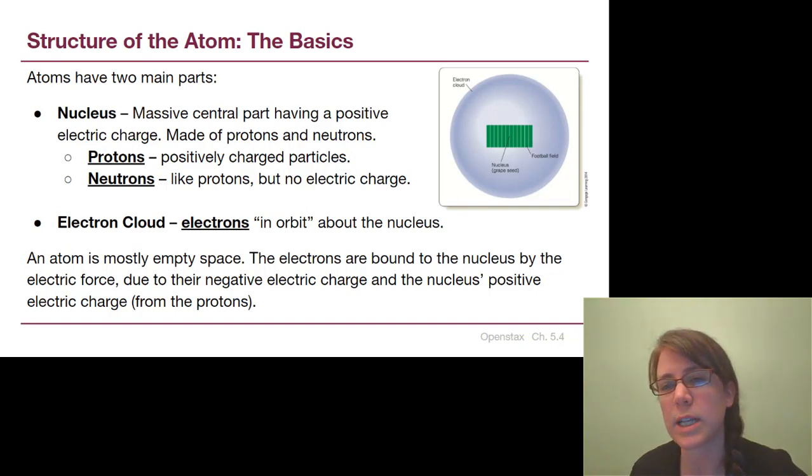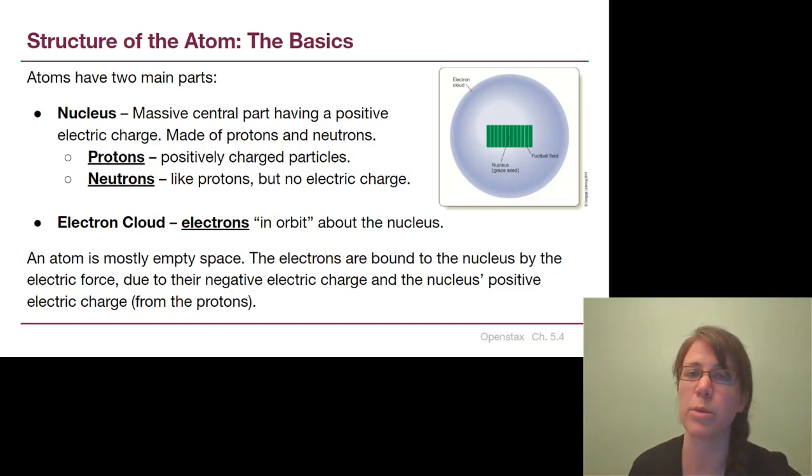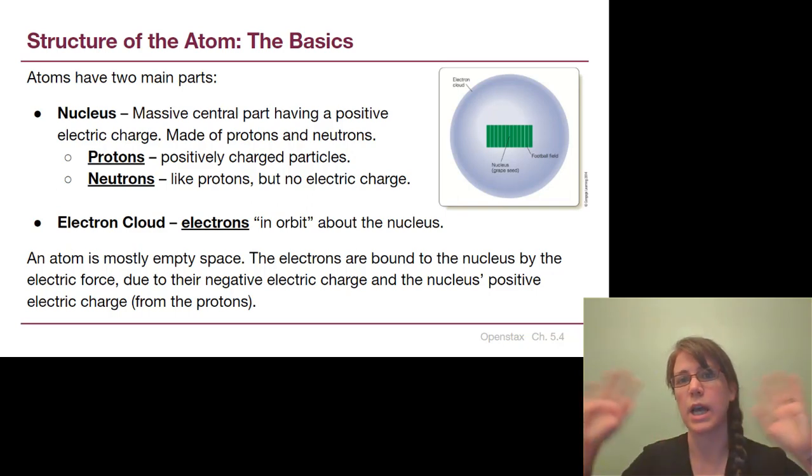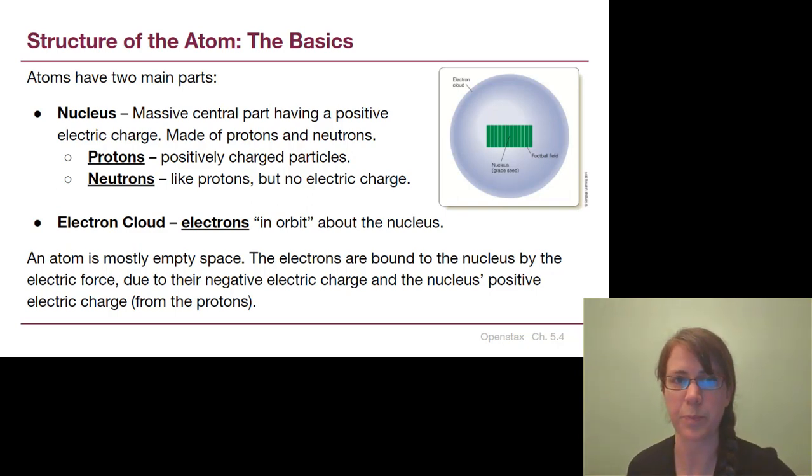And the picture on our slide is meant to give us a small sense of the relative sizes, because the nucleus is like a tiny little grape seed put down in the middle of a football field. And that football field wouldn't even stretch all the way to the electron cloud. That's how much empty space there is between that small, dense nucleus and the electron cloud around it.